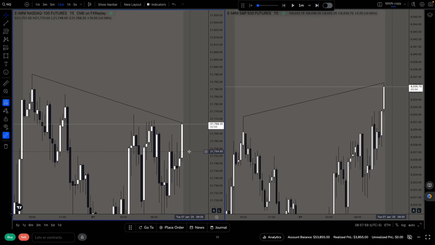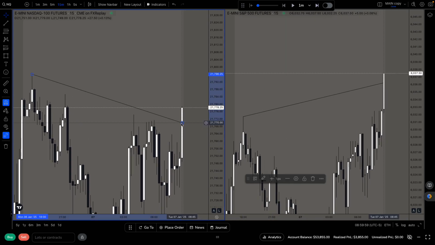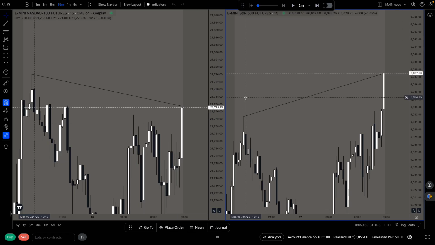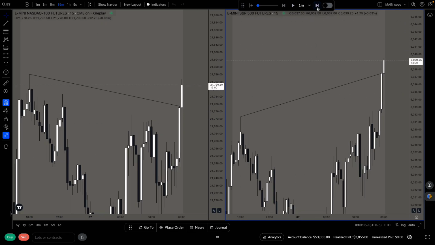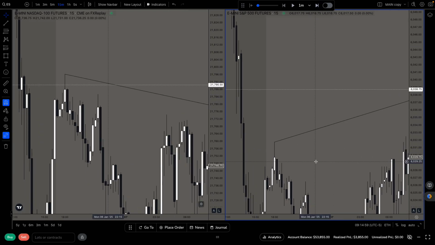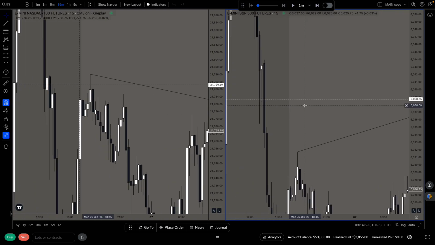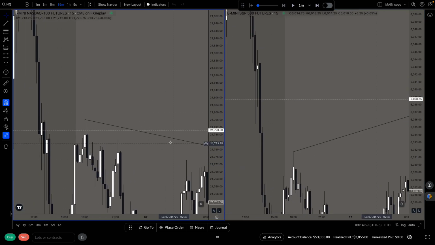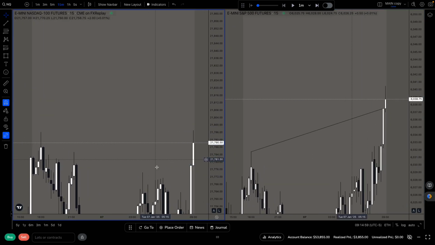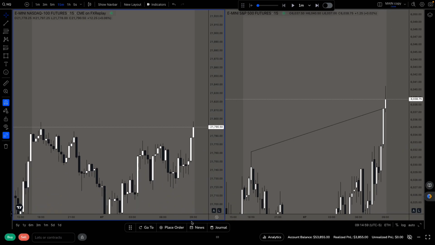I obviously have to wait for this 15 minutes to close. So here we go, there's our closure. This is at 8:45, so I'm probably going to go until 9. So we do end up sweeping it, and that's why you have to wait for the closures, because now it's not a valid fair value gap. On ES, we do invalidate this gap. So now I'm going to expect a bearish bias, okay?